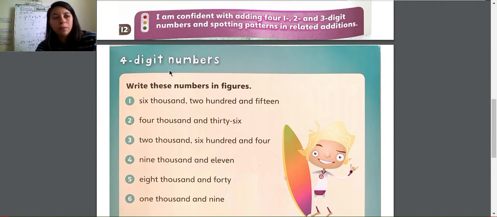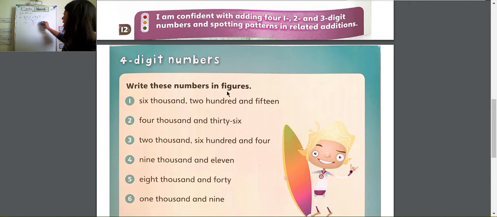I'm going to make myself a little bit smaller here for this exercise. It says write these numbers in figures. Okay, boys, this is called placement. Okay, so I can read a number. Now, if you can read with me, it says 6,215.